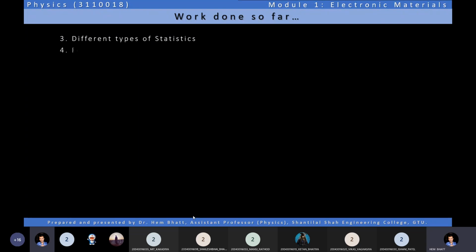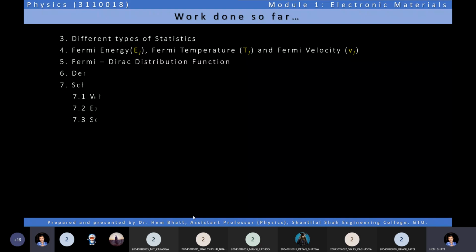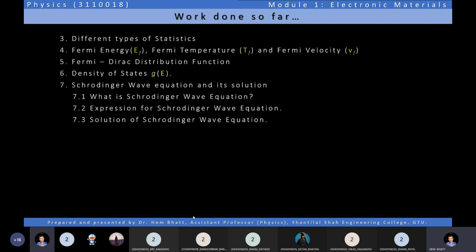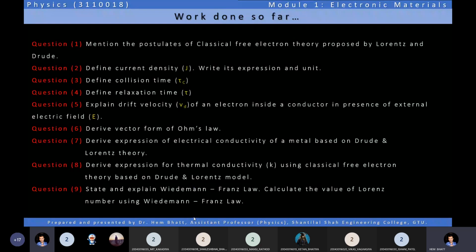Then we had different types of statistics. We saw Fermi energy, Fermi temperature, Fermi velocity, and then we had density of states and the Fermi-Dirac distribution function. We discussed that at length. The 7th topic is not directly mentioned in your syllabus, but it is very important to understand this unit, and the 3rd one also. These are the possible questions from the topics which we have covered so far.